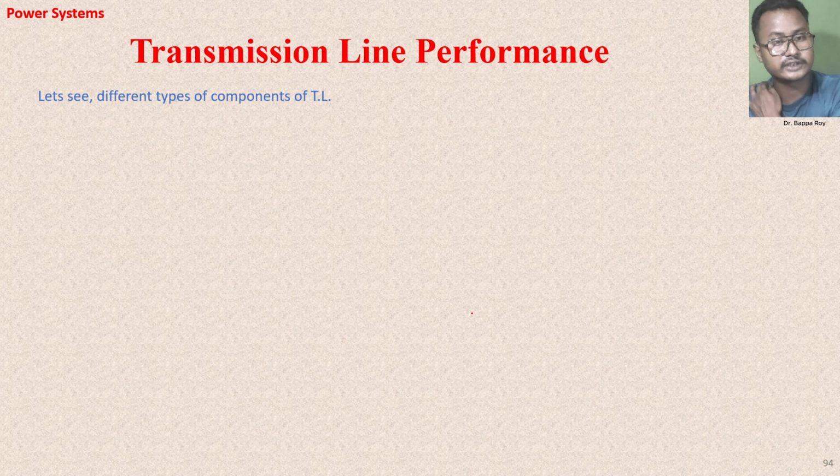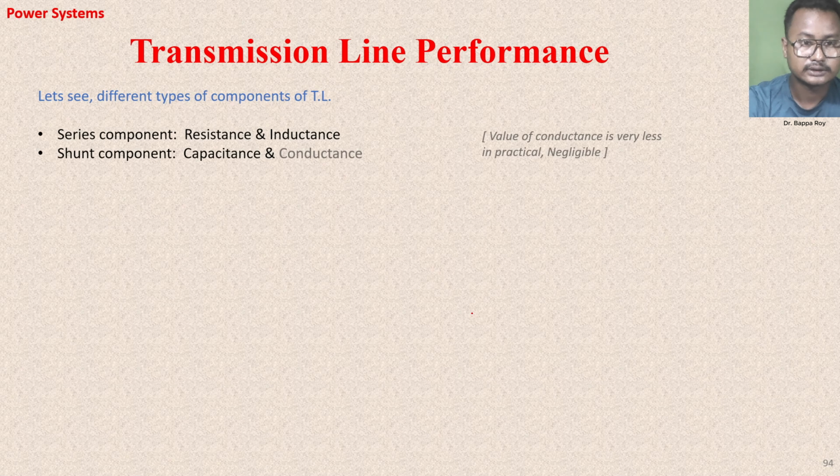Now let's see the different types of components of a transmission line. We are not going through all the components, only these: series component and shunt component. These two are based on how the components are connected in the transmission line. Series component: resistance is connected in series and inductance is connected in series. L, R, C.